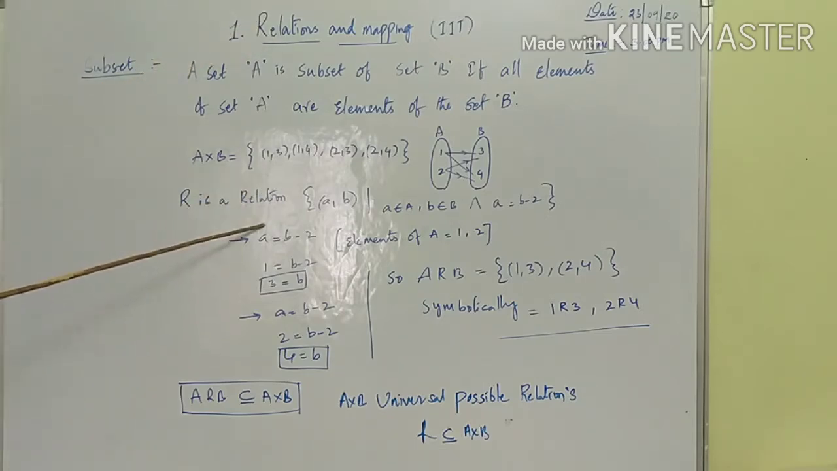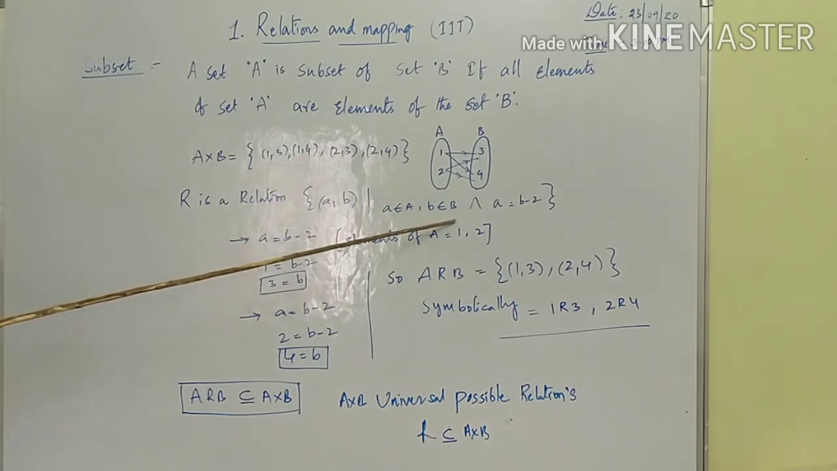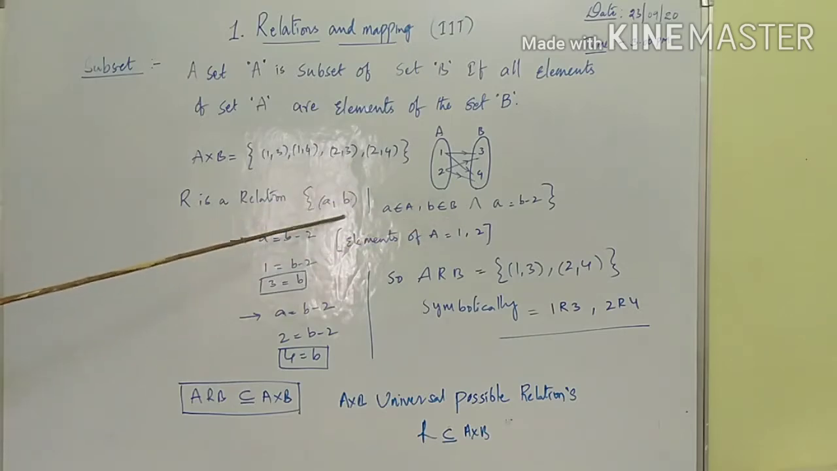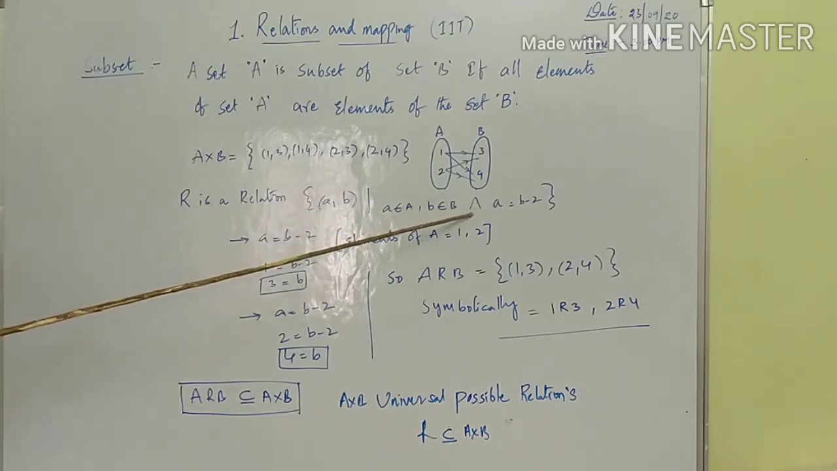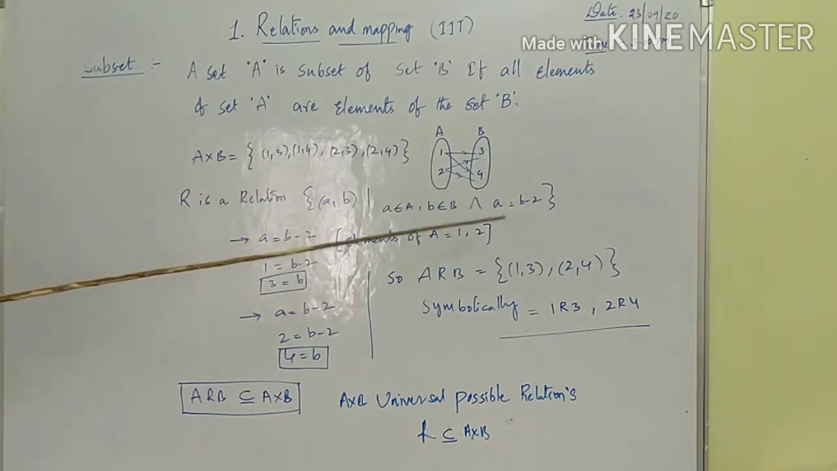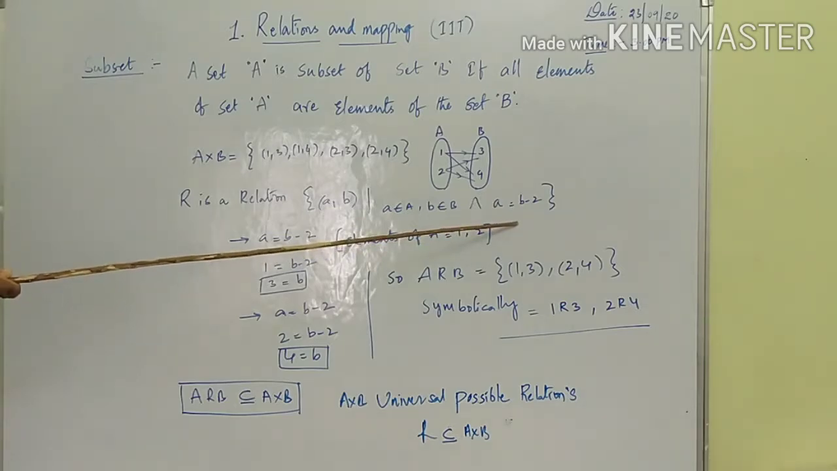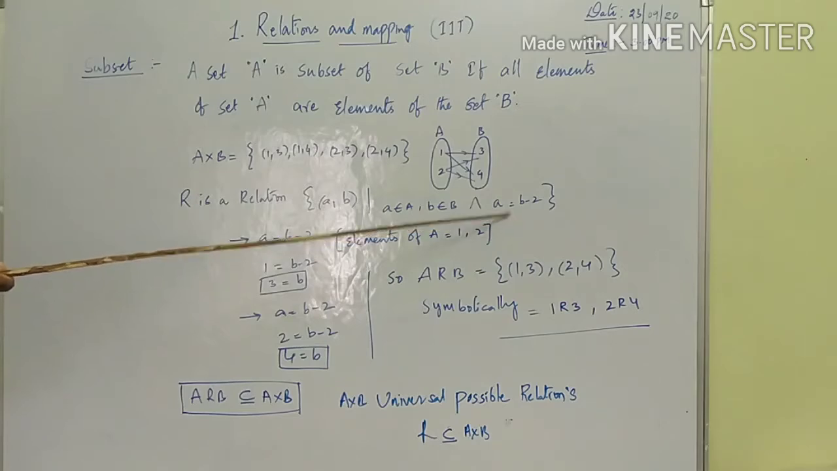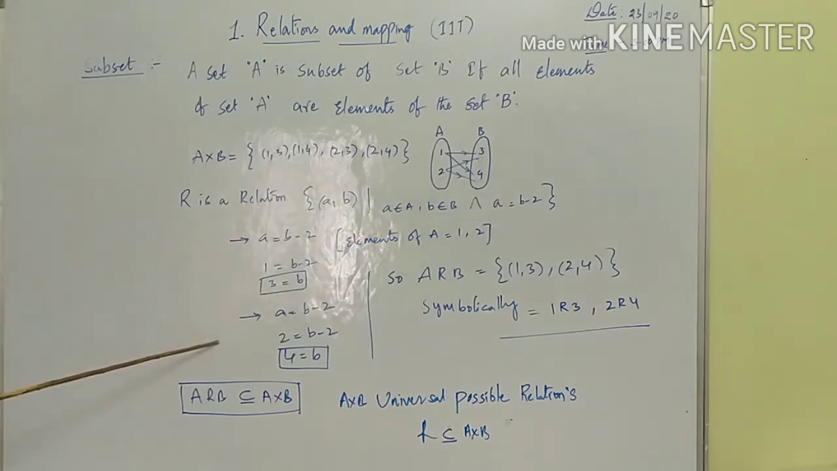R is a relation. Here (a, b) such that a belongs to A, here elements of A, and b belongs to B, here elements of B, for every pair our condition is a equals b minus 2. So this is the relation. How would you say a is related to b? So this is the solution of a is related to b.